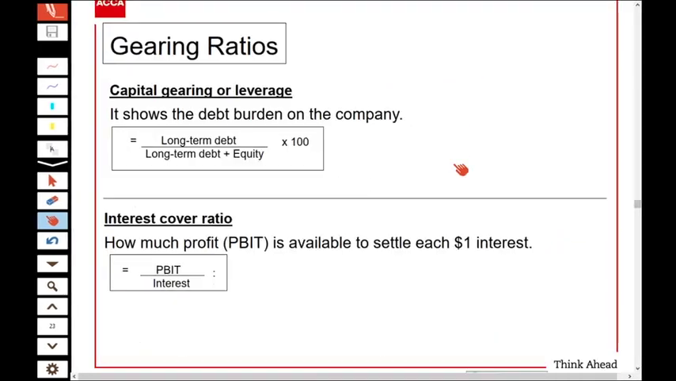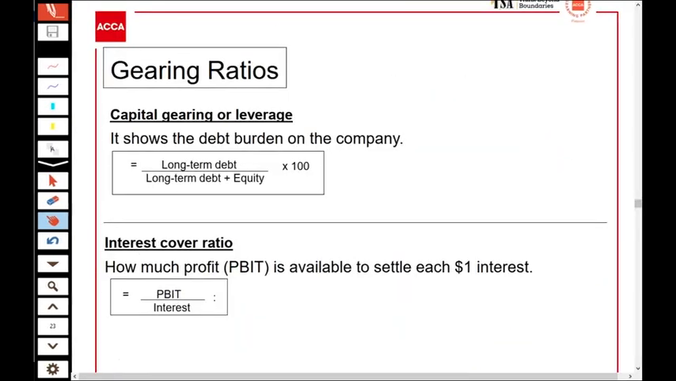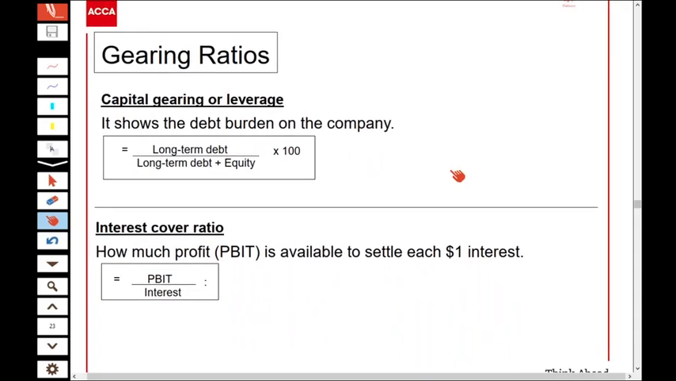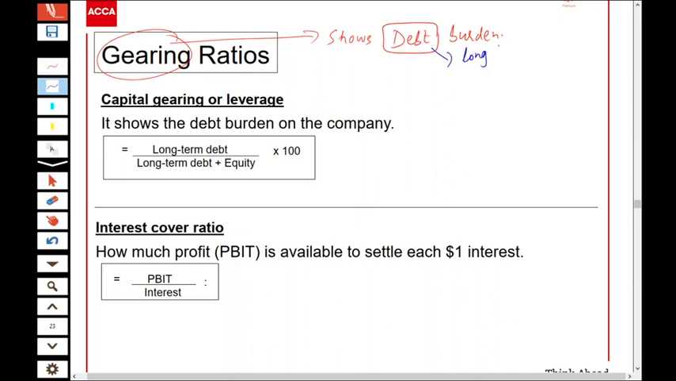Now moving to the next, gearing ratios. What do you mean by the term gearing ratios? The word gearing shows the debt burden. It shows the debt burden, and that means long-term debt.